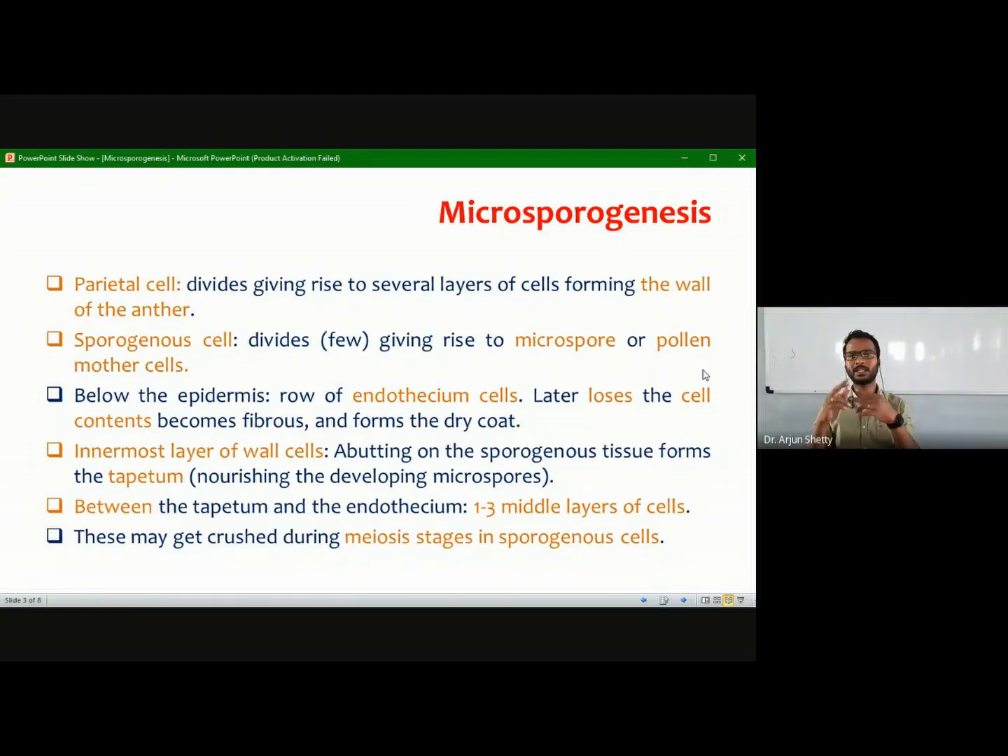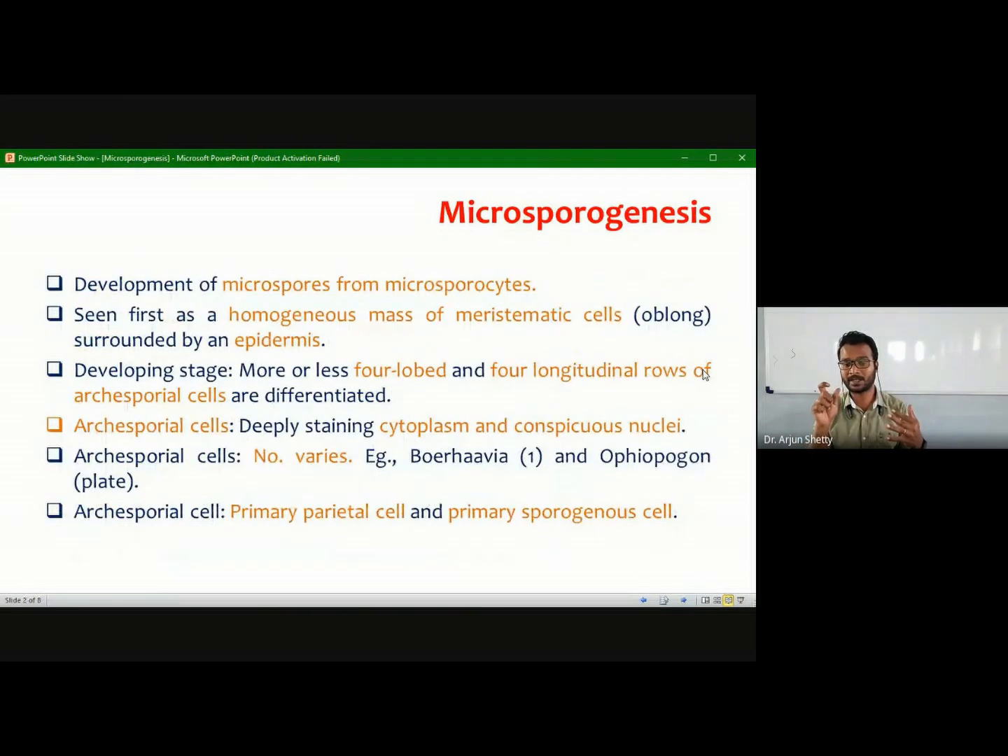When we talk about these two, as I already told you in the previous slide, the primary parietal cells initially divide both in anticlinal as well as periclinal divisions. You remember what we mean by anticlinal. What happens in the anticlinal division? The cells divide perpendicular to the plane of axis, and the division occurs perpendicular to the plane.